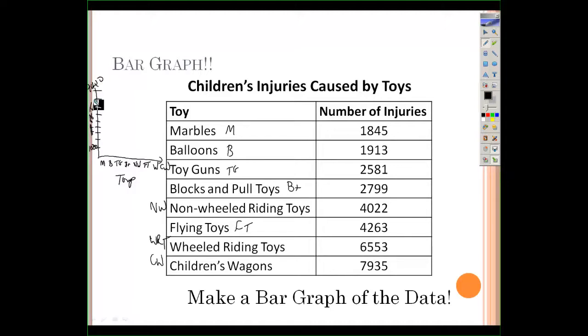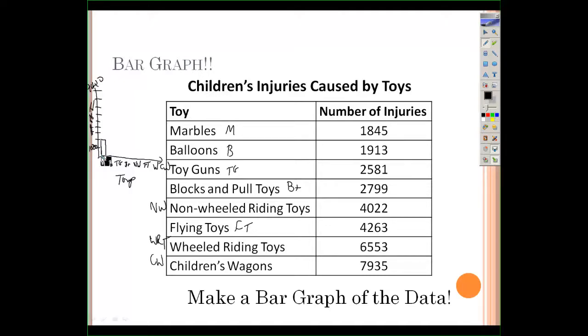For marbles, there was 1,845 injuries. So I'm going to put my first little point. I'm going to go ahead and draw my line all the way up until I get to about 1,800 right there, a little less than 2,000. I'm going to make my first bar. And in a bar graph, always there's spaces in between your bars.